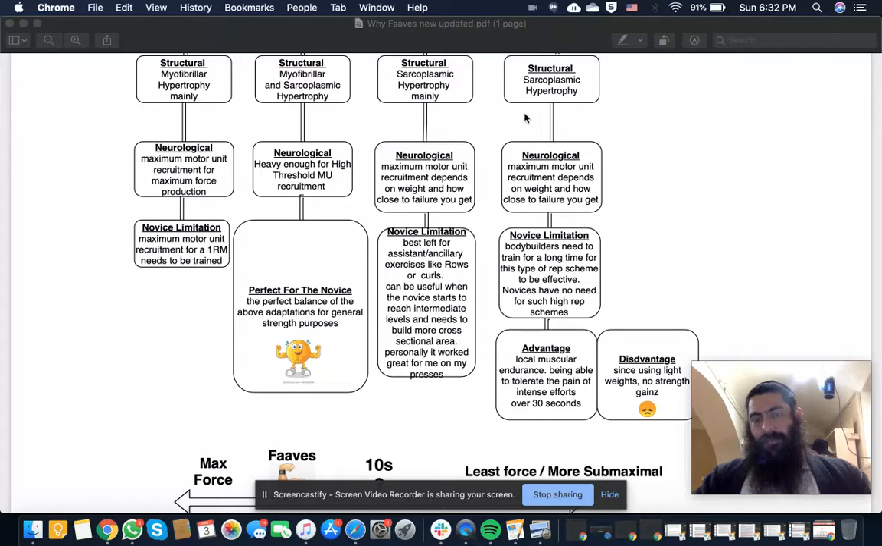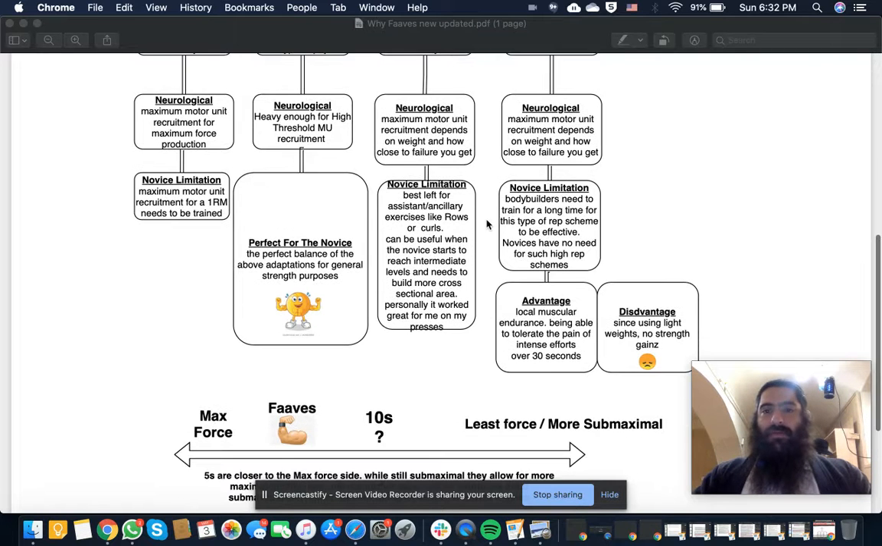Neurological, again, it's the same as the previous one. Maximum recruitment will depend on weight and how close you get to failure. This is a good rep scheme for bodybuilders that trained into this type of thing, or it's good for people that are training for local muscular endurance to be able to tolerate pain of intense efforts over 30 seconds, whatever, maybe sprints or the 100-meter dash, 200, 300, 400 meter dash, or whatever it is.